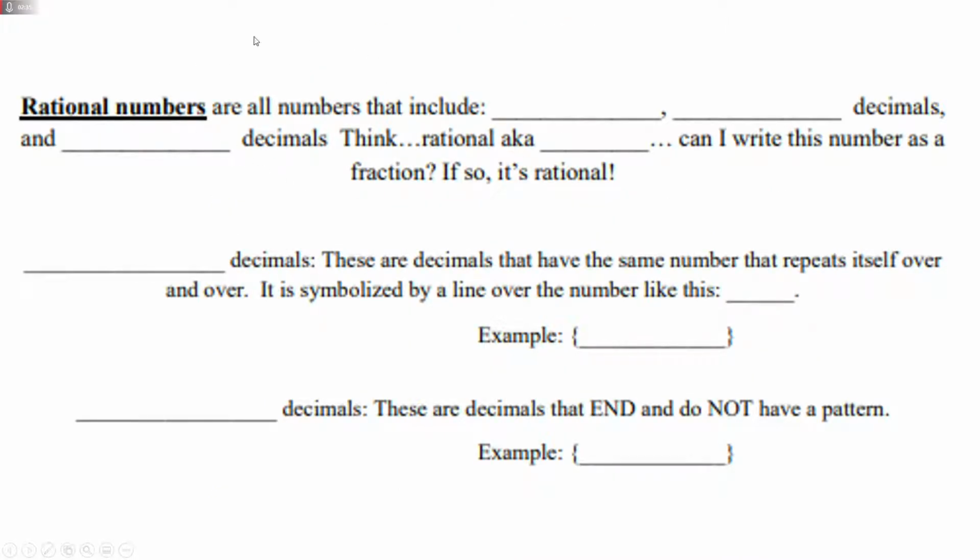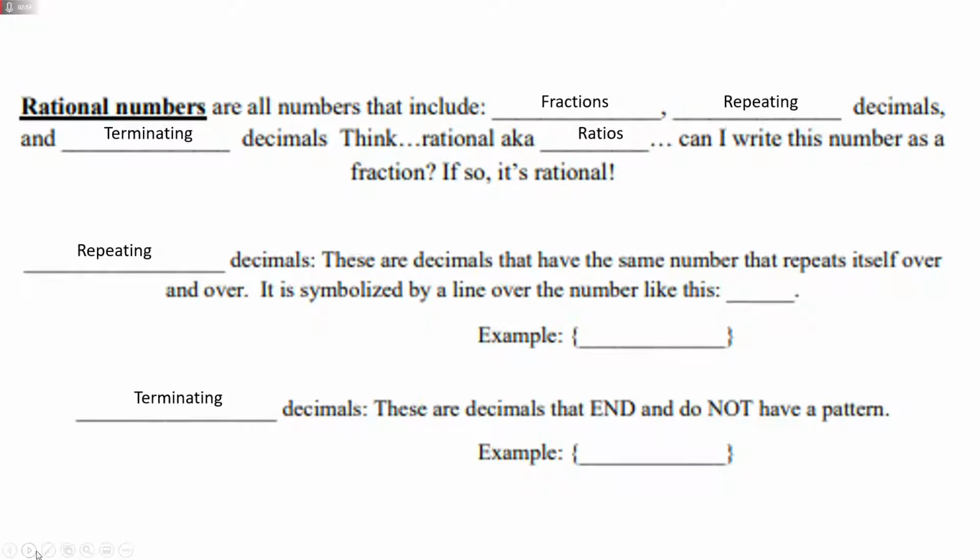Next, we were talking about rational numbers. These are all numbers that include fractions, repeating decimals, and terminating decimals. If it's a ratio, you can write it as a fraction. Repeating decimals are decimals that have the same number that repeats itself over and over. It is symbolized by a line over it. So if I had 0.3 repeating, that means the number goes on and on. So an example could be that.